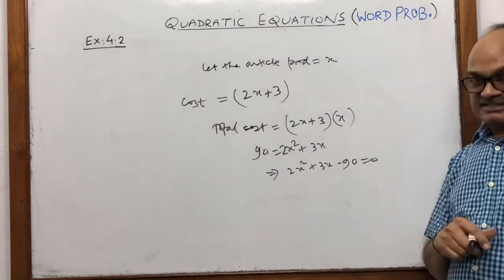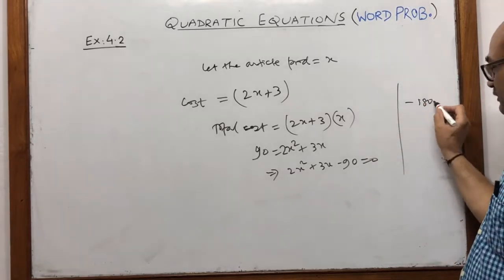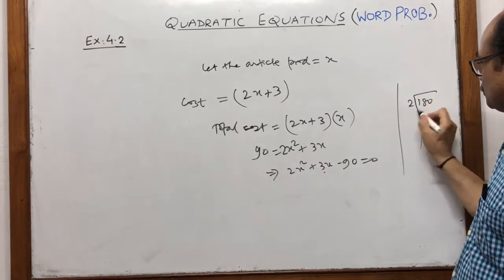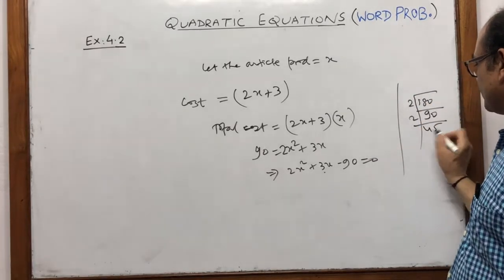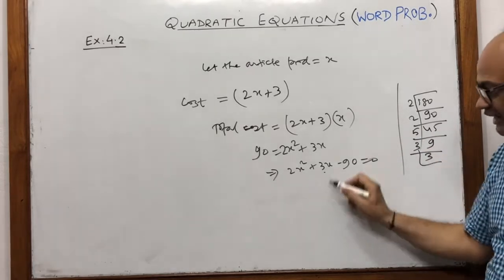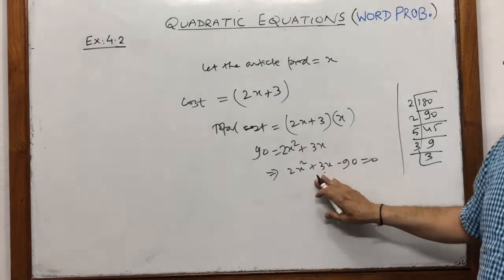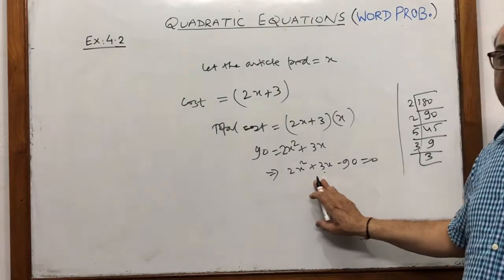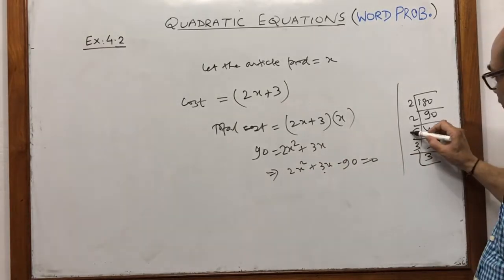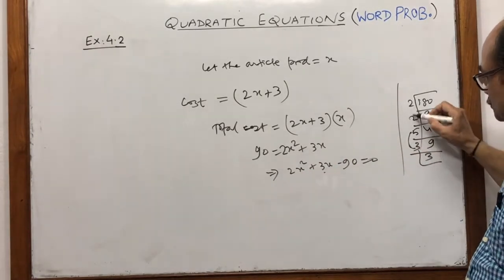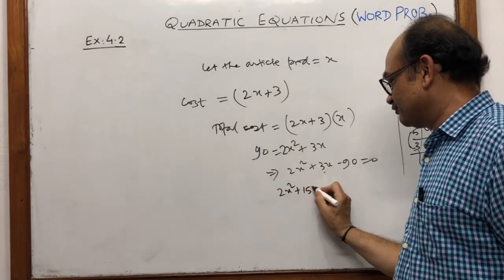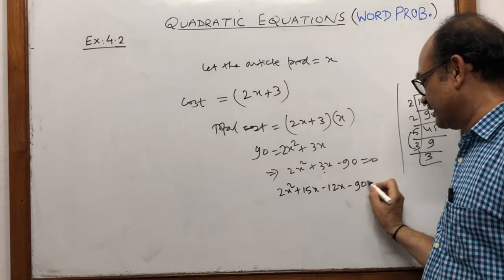Now we want 180 as a product, and for the sum we need only 3. Factors: 2 and 90, 2 and 45, 5 and 9, 3 and 3. Now adjust such that we have 3 as a plus sum, greater number plus and smaller number negative. So here we have 5, 3, 15, 3, 2, 6, 2, 12, 2x square, 15x, 12x, 90.